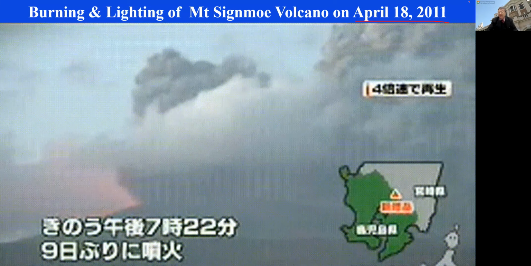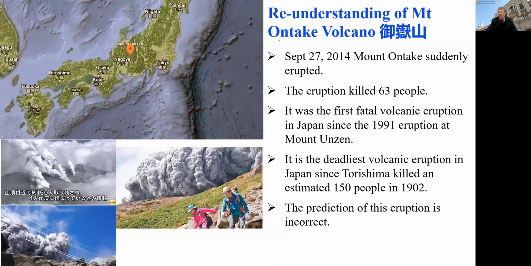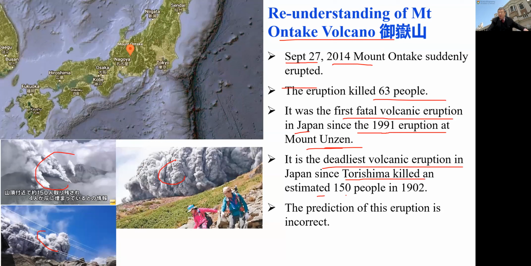Okay, so that's another, in Ontake volcano. We need to re-understand, September 27, 2014, it suddenly erupted, okay? And a huge gas came out, okay, in the mountains, then killed about 63 people. It's the first fatal volcanic eruption in Japan since the 1991 eruption at Mount Ontake. So this also killed many people. It's the deadliest volcanic eruption in Japan since the Torishima eruption killed 150 in 1902.